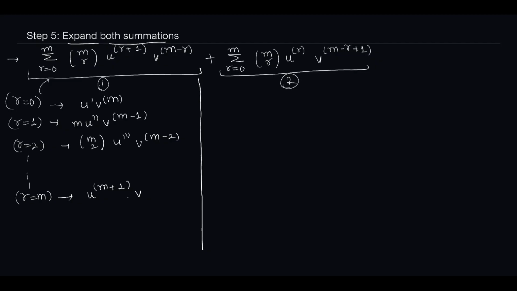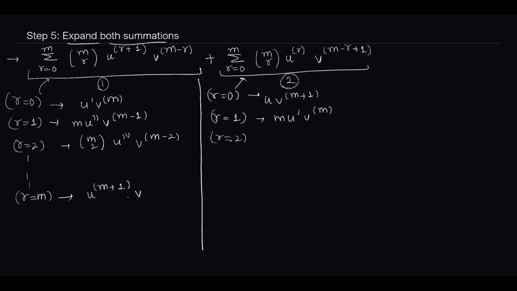Now from the second part, again consider r equals 0. When we substitute r equals 0 in this, we will get u v^(m+1), that is u v power m plus 1. For r equals 1, it is m u prime v^(m).